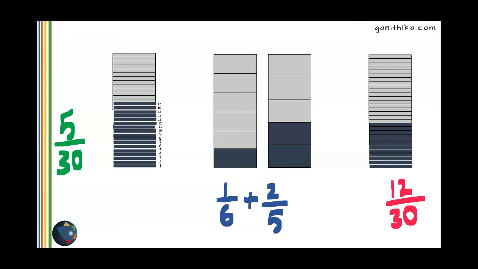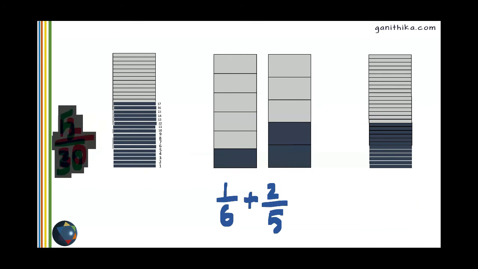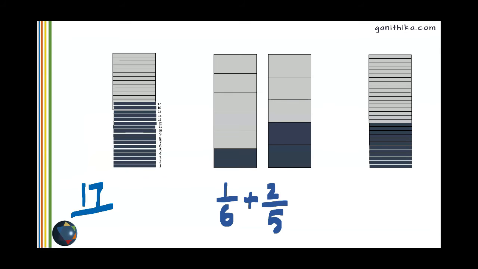Because all of them are of equal size, the first set had 5 boxes, and then I pulled 6 and 6 boxes from the second set of boxes. Therefore, in total, I'm having 17 boxes now. This 17 is nothing but the addition of this 5 and 12. Therefore, I've got 17 out of 30 as my final answer, which is 1 over 6 plus 2 over 5.